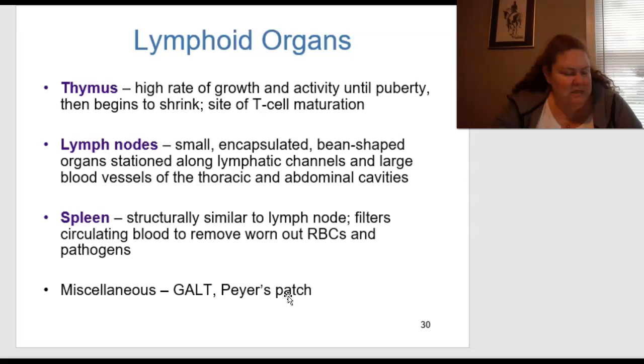So what specifically are our lymphoid organs? Well, our thymus is one, and has a high rate of growth and activity until puberty, and then it begins to shrink. And this is the site of T cell maturation. You have our lymph nodes, and these are small encapsulated bean-shaped organs that are stationed along the lymphatic channels and large blood vessels of the thoracic and abdominal cavities. Then you have the spleen, and this is structurally similar to the lymph node, and this filters out the circulating blood to remove worn out red blood cells and pathogens. And then you also have miscellaneous lymphoid organs such as GALT and Peyer's patch.